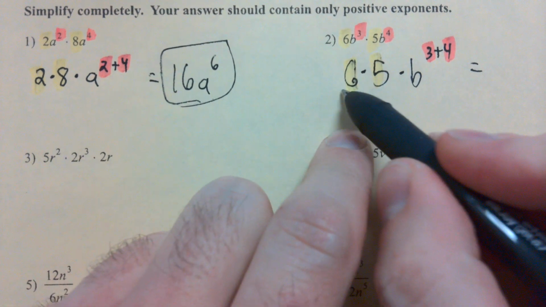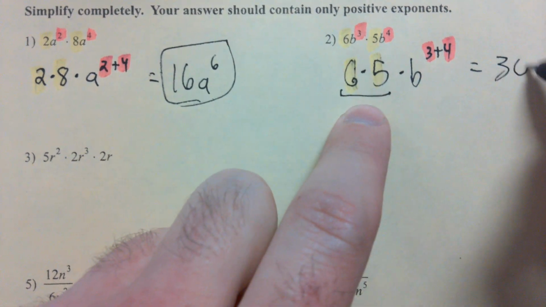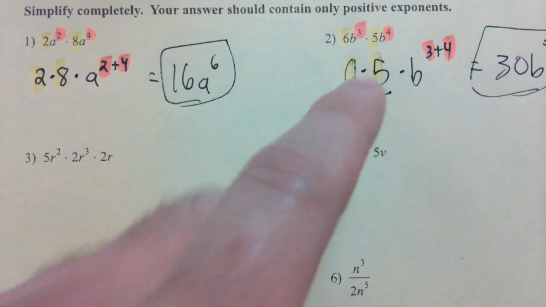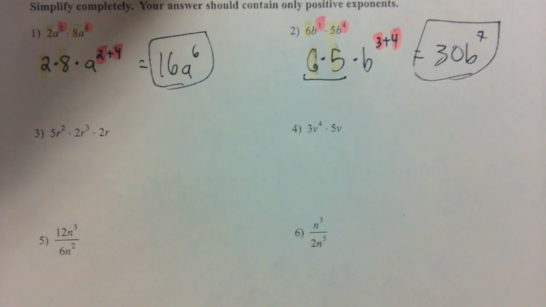6 times 5 in the front gives us what? 30, good. B to the power of 7, there we go. Not too bad, hopefully.